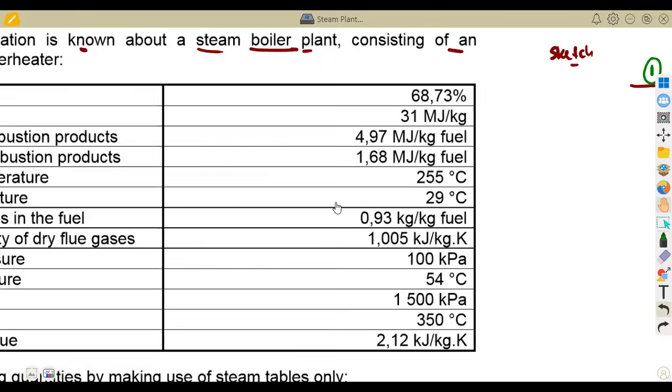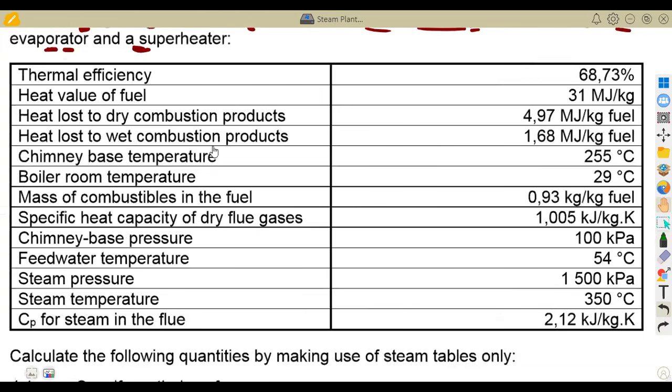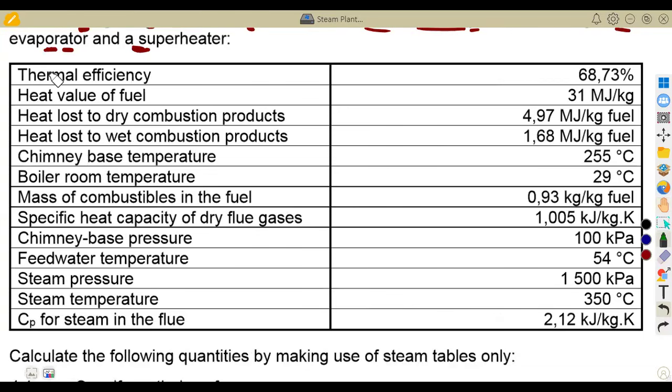So let us see what is happening here. They are saying we are given the thermal efficiency, which is fine. Then the heat value, which is our calorific value. It is supposed to be in kilojoules, but this is in megajoules. So to kilojoules it is 31 times 1,000, which is 31,000 kilojoules per kilogram.